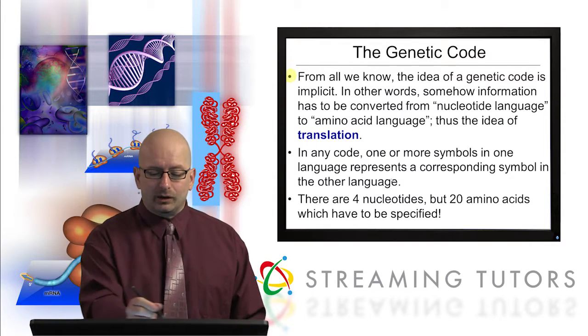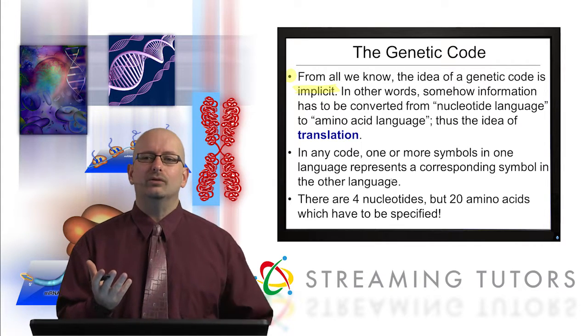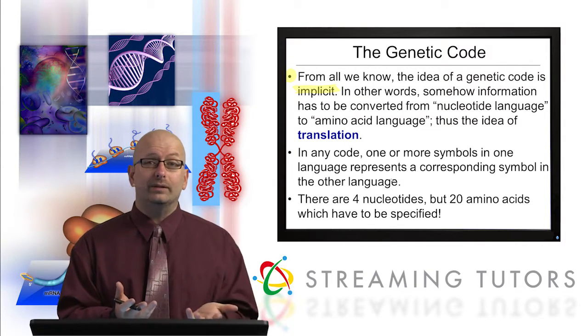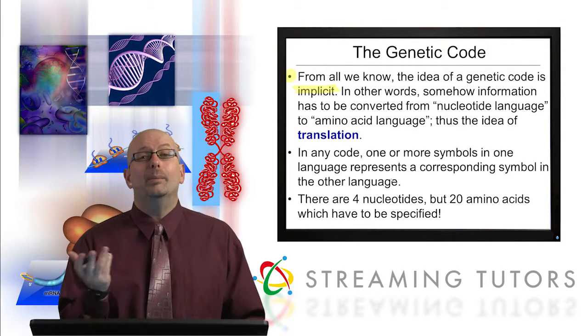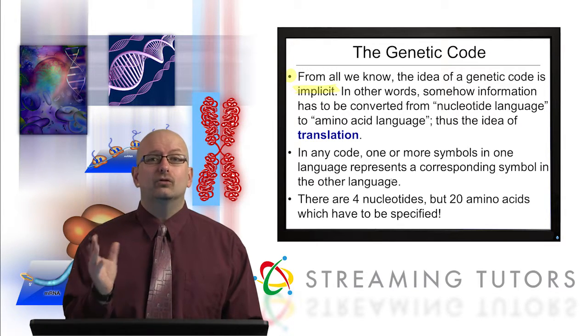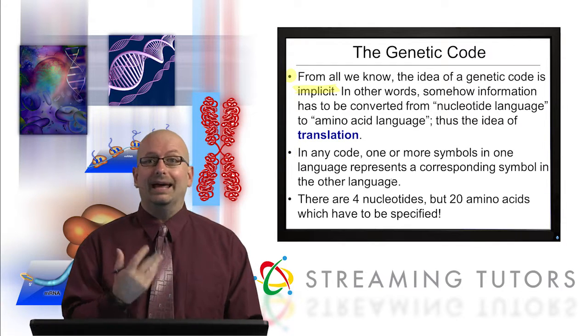The idea of a genetic code, I say, is implicit because we've sort of said this, but what I mean is somehow we know information has to be converted from nucleotide language, which DNA and RNA speak, to amino acid language, and that's the idea of translation, as we've said. So let's just think about this. In any code, guys, a language is a code.